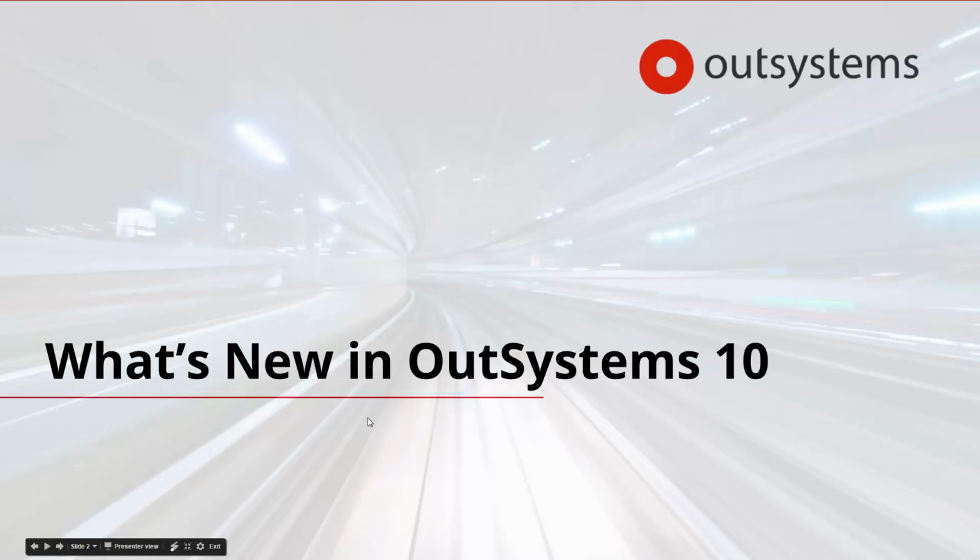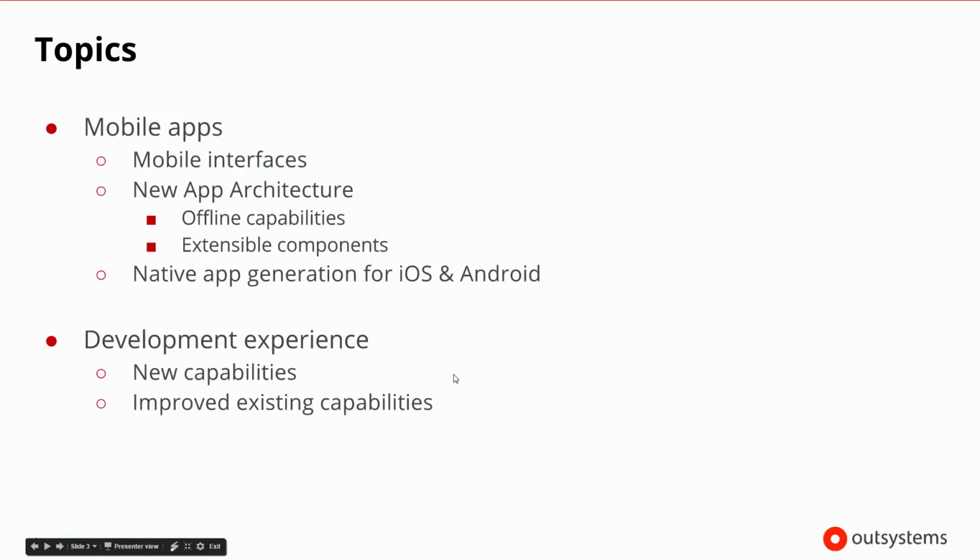Welcome to What's New in OutSystems 10. In this session, we'd like to discuss all the new capabilities that have been included in OutSystems 10. A lot of the new capabilities revolve around mobile apps, which include being able to create new mobile user interfaces, also looking at the new mobile app architecture that includes the capability of doing offline, as well as using extensible components like plugins and other types of things.